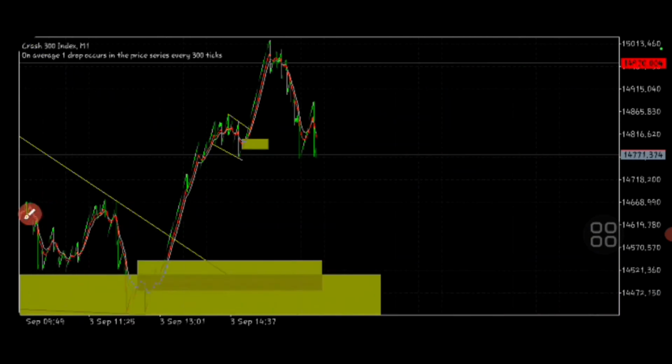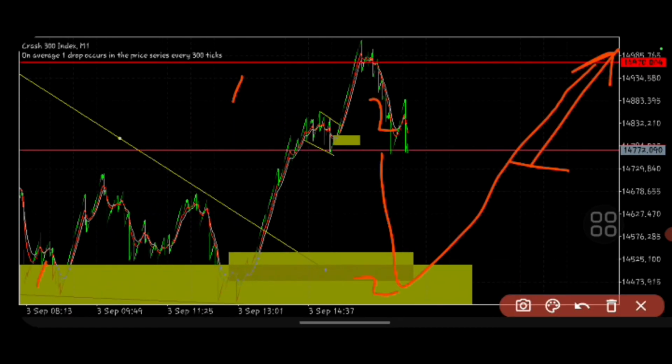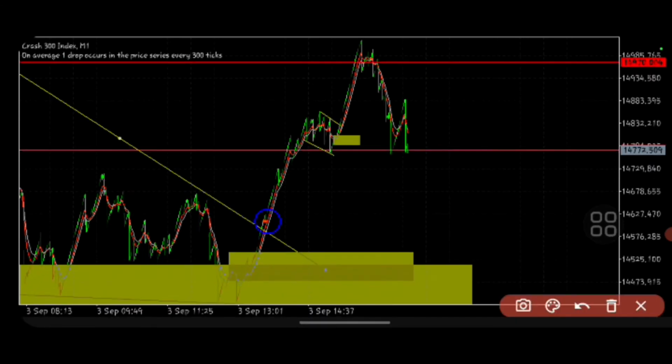So basically I had two positions. I took the first entry right here, and I took the second entry right here. So that is basically how I trade.